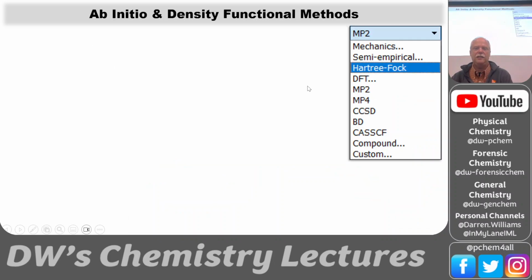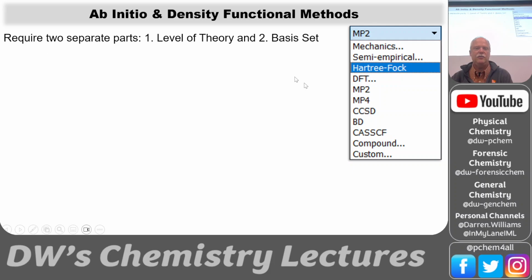Then ab initio and density functional theory. So this one, you have to have two parts. You have to have the level of theory and a basis set. For mechanics and semi-empirical, they have their own basis sets. You don't have to fool with that. And they cover all the atoms. But for these more, I say, mathematically rigorous models, you have to pick a level of theory, and then you have to pick the number of functions you're going to give to the electrons. So the more freedom you give the electrons, the lower the energy.